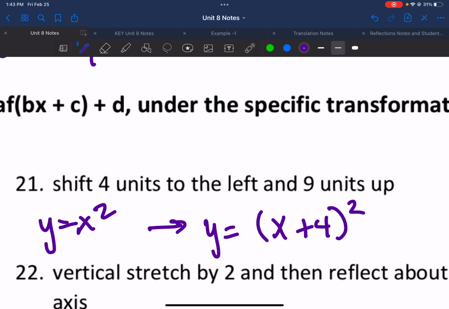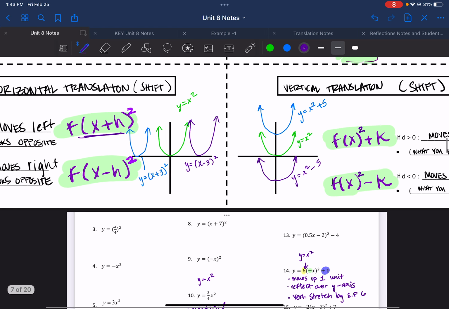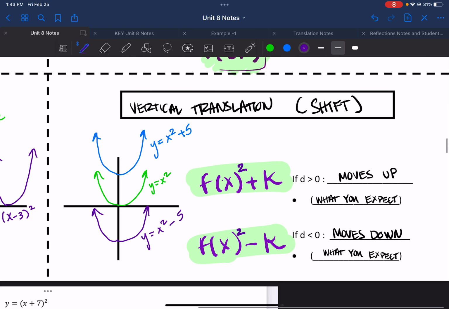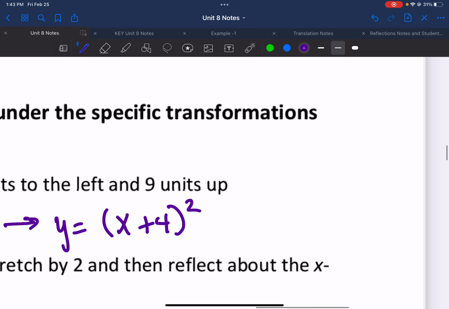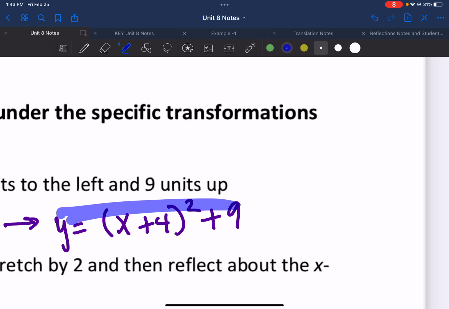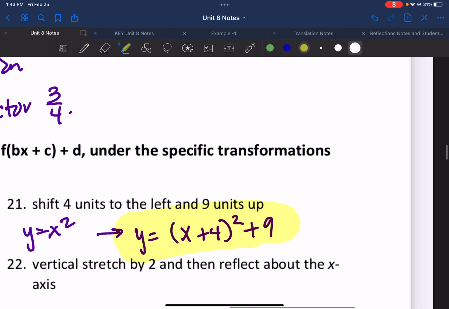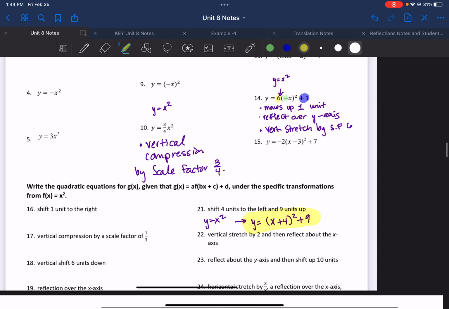That shows that I'm moving left, but I also have to show that I'm moving up 9 units. Moving up 9 units, this is shifting up. To show that I'm moving up, I have to just add that value on the end. So then here I go, plus 9. So there goes your, oops, that's not a good color. All right, so here goes your quadratic function there if you were to shift 4 units to the left and 9 units up. All right, that completes your topic 3 notes.